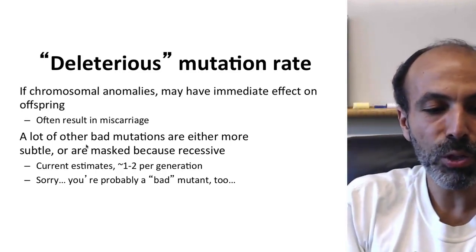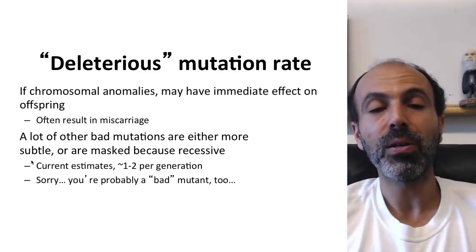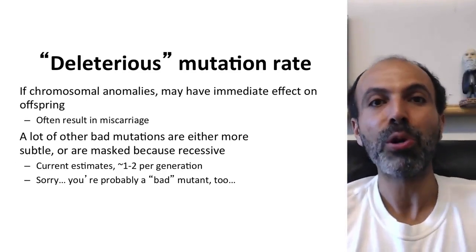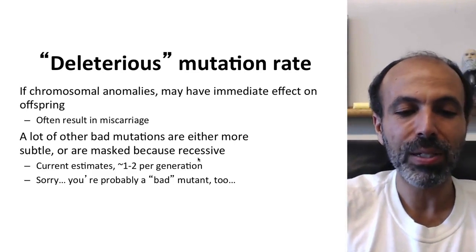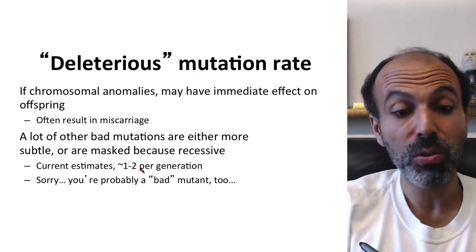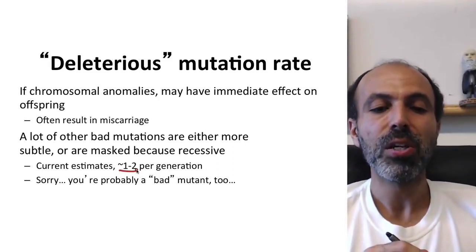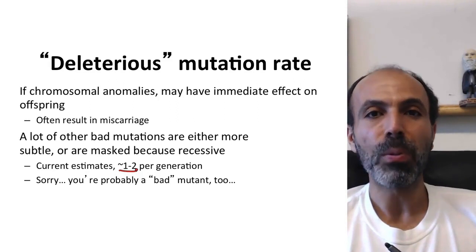But a lot of other bad mutations are far more subtle, right? They don't have such severe effects that they just make an embryo die, or they're masked because they're recessive. Well, current estimates suggest that on average, and this is true for humans as well, there are 1 to 2 bad new mutations per generation, per individual, right? So I'm sorry, but you're probably a bad mutant too.